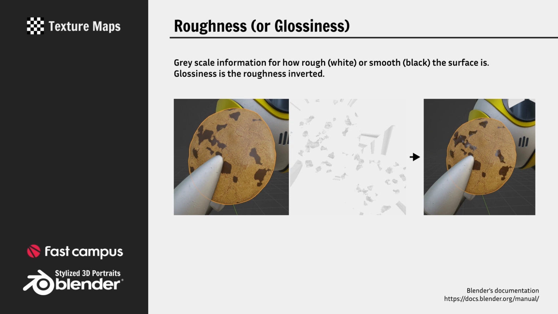Roughness, there's a grayscale information for how rough or smooth the surface is. For roughness, white is really rough and black is really smooth. And glossiness is the inverted color of the roughness. Blender uses roughness. If you're working in Blender and you got a glossiness map, you can use an invert to invert the color and it's gonna be the same.